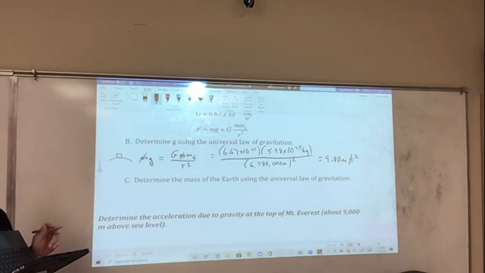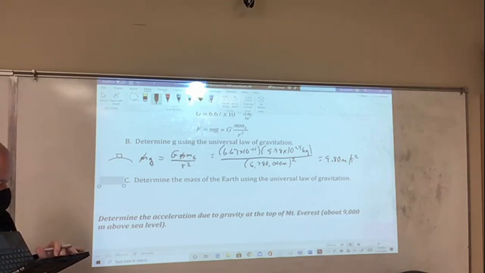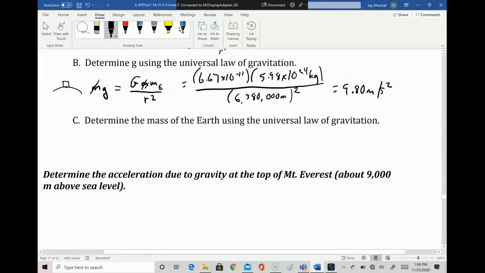Are we gonna have to memorize the radius of the Earth? No, I said that you'll get those on the test. If they want you to know that, they'll give that to you. Okay, good. They would never ask you to memorize any constant.